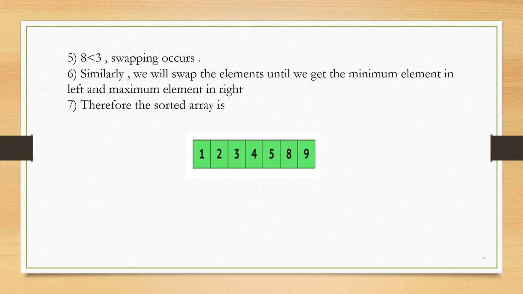Now, we will consider 8 and 3. Since 8 is greater than 3, we will swap their positions. Now, we will again consider 5 and 3. And since 3 is less than 5, we will swap their positions. We will swap the positions until we get the minimum element to the left and maximum element to the right. Therefore, the sorted array will be 1, 2, 3, 4, 5, 8 and 9.